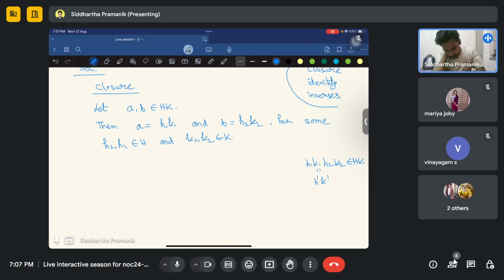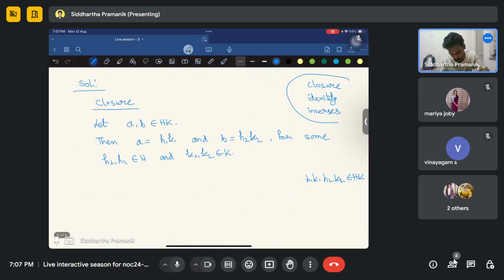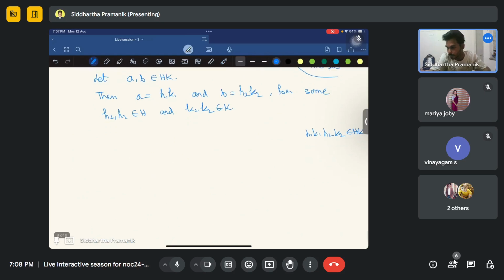So how can you write this element as a product of an element of H and an element of K? So we need to use the fact that H is a normal subgroup. Okay. So observe that this element can be written as, you keep H1 K1 as it is.